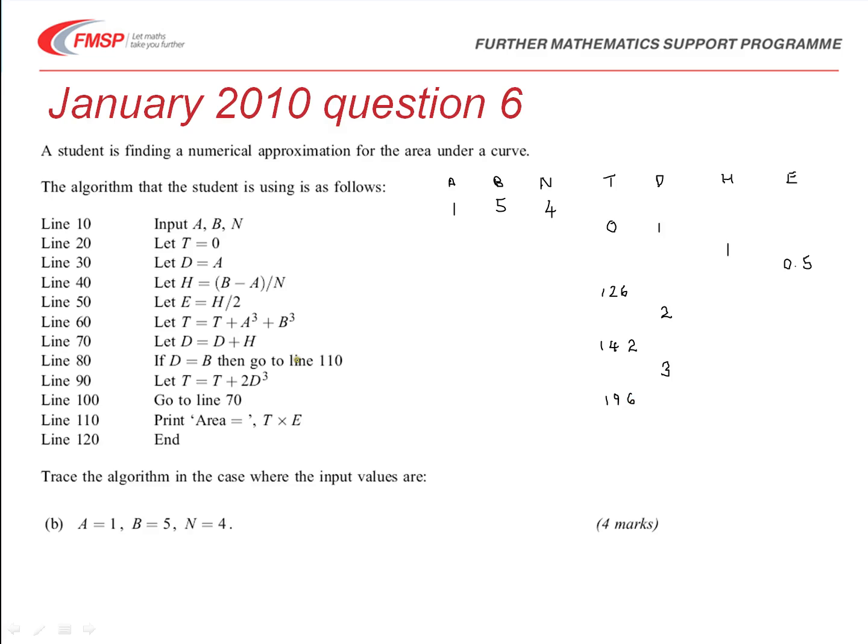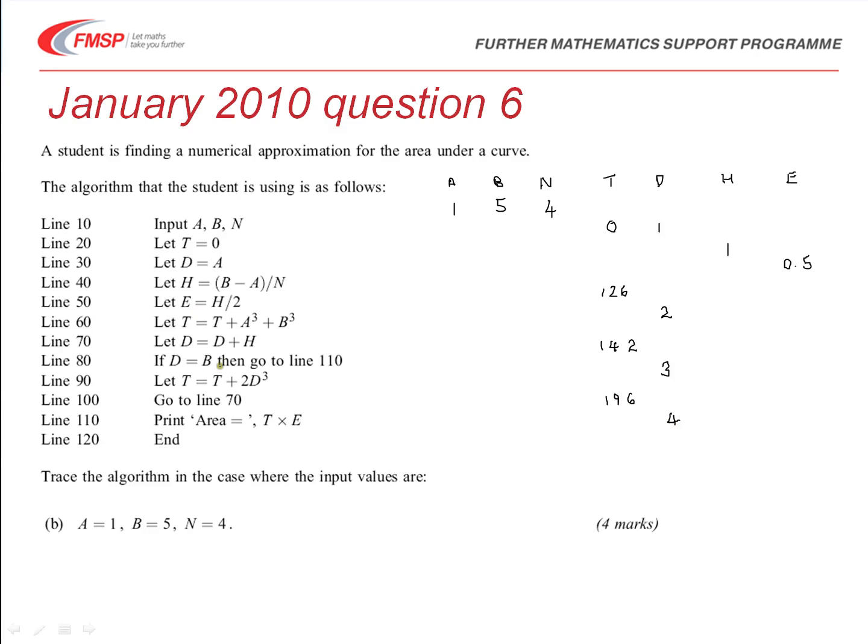Once again, does D equal B? No. So, sorry, we won't go to line 70. I got lost then for a moment. We've just done the T plus 2D cubed. So line 70, go back to the D and do D plus H again. And then does D equal B? No, the answer is no once again.